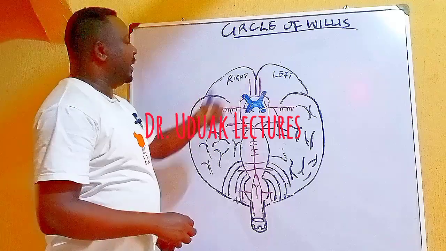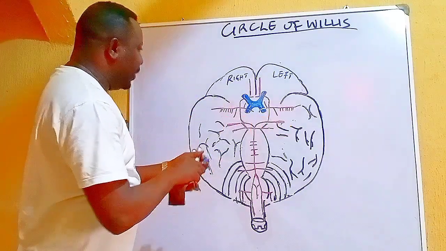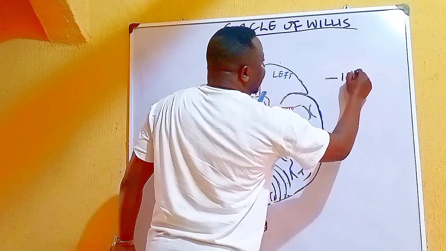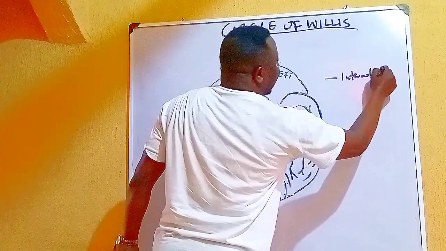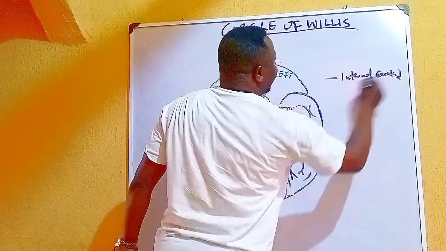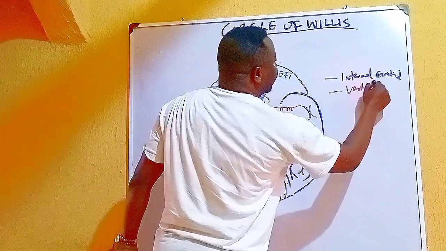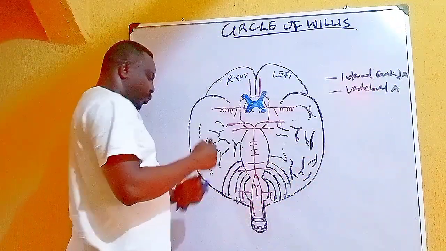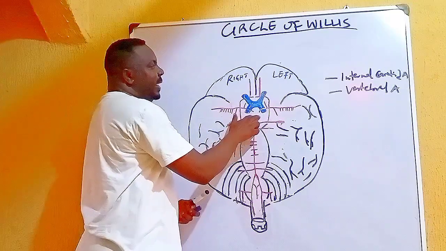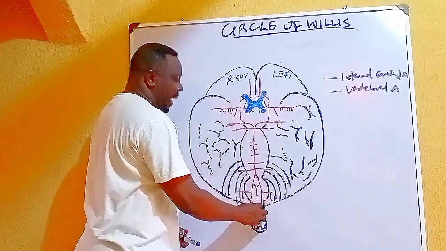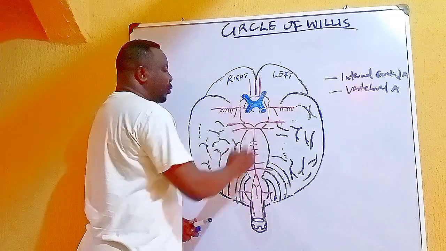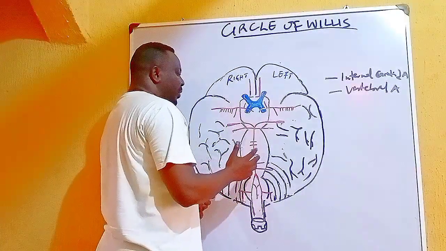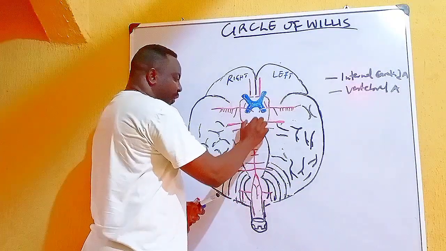Today we'll be talking about the circle of Willis. Now, the circle of Willis involves the internal carotid artery and the vertebral artery. We usually have two internal carotid arteries and two vertebral arteries. Now, these arteries actually lie in the subarachnoid space, and their branches anastomose and lie on the inferior surface of the brain.